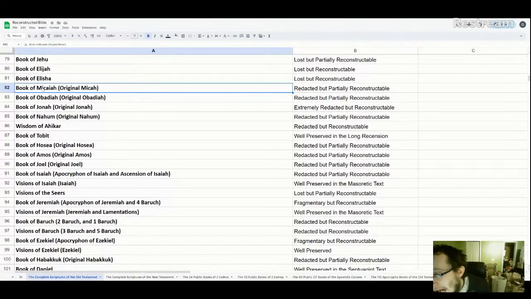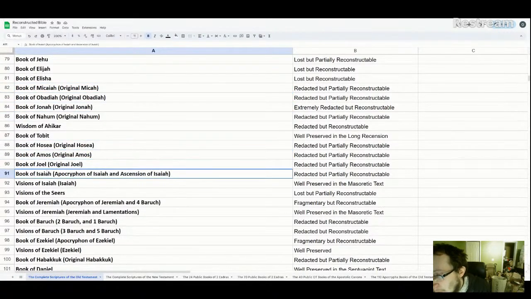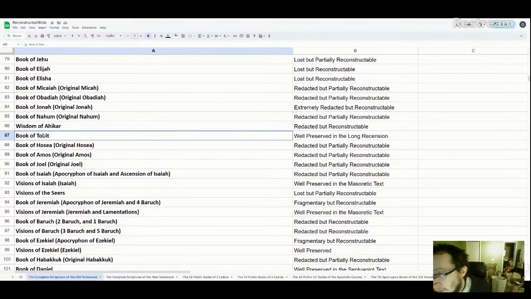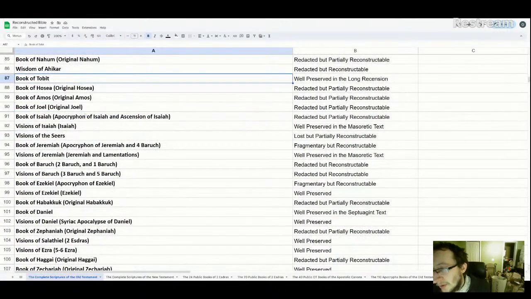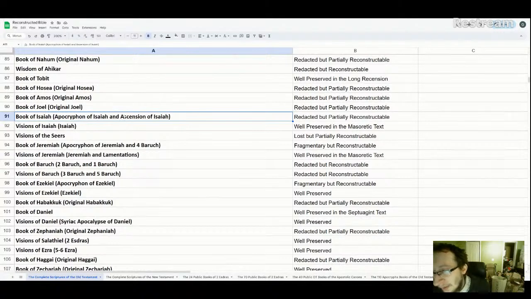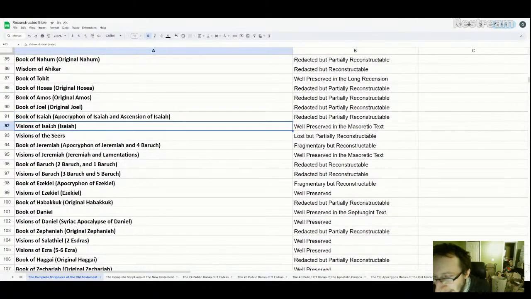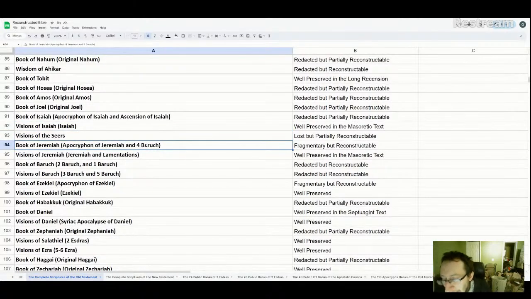So Book of Micaiah, Obadiah, Jonah, Nahum, Hosea, Amos, Joel. We've got Ahikar here, Tobit. This Apocryphon of Isaiah, I believe, is included as Ascension of Isaiah, but was also longer and had other stuff in it. We have Isaiah, Visions of the Seers, Apocryphon of Jeremiah, which basically is a longer, better version of Fourth Baruch and also has fragments.